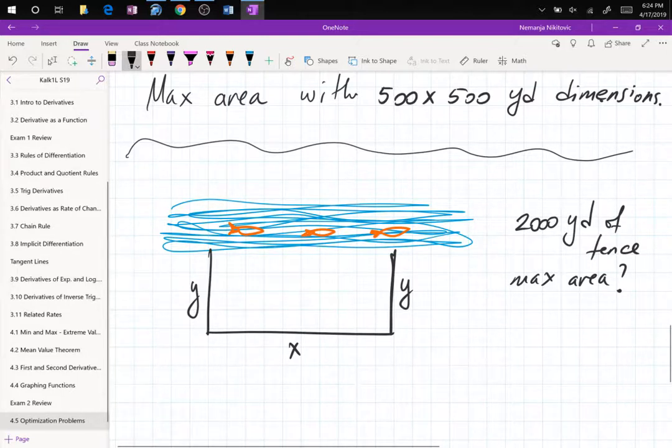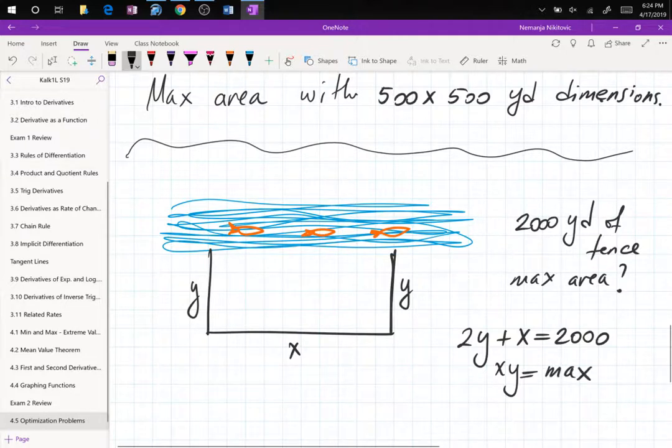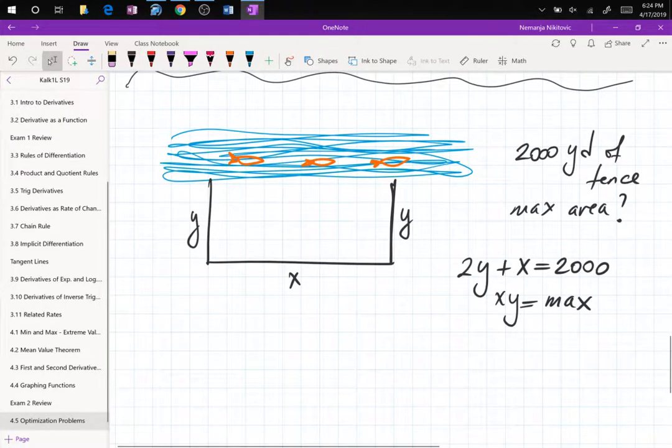Excellent. 2y plus x is equal to 2,000. xy equals the max. So now you know what to do. Solve the first equation for x, plug into the second equation, let's go. No pressure, I have 18 seconds, go.